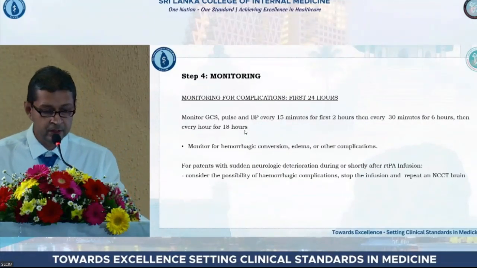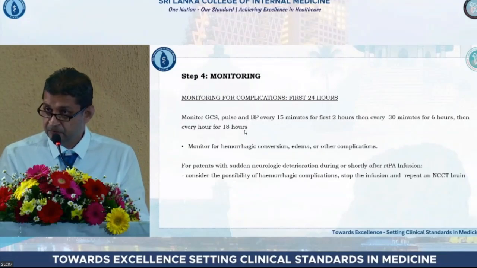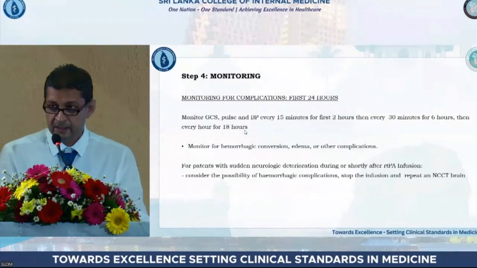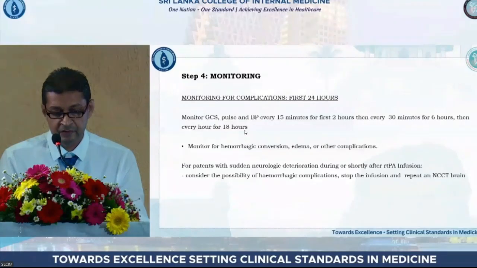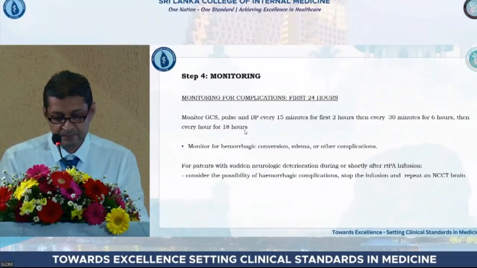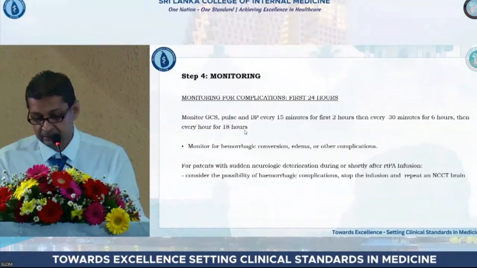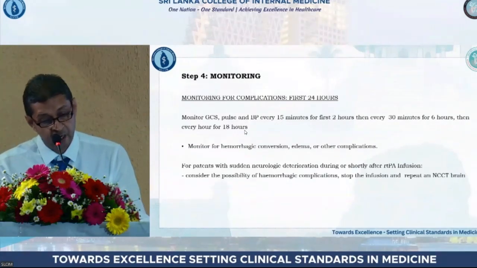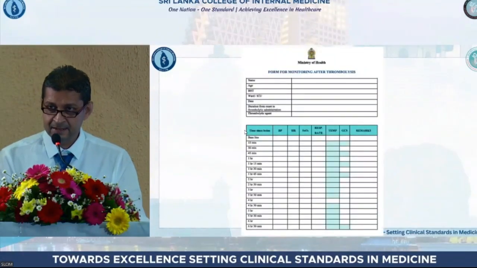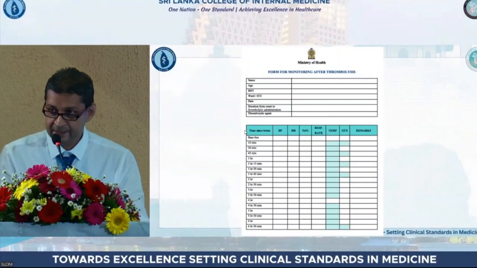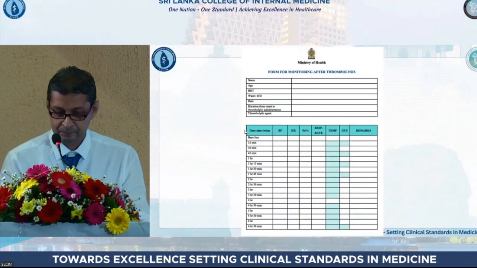Monitoring is very important. We should monitor the patients during the first 24 hours in an acute medical ward or a stroke unit. We should monitor GCS, pulse, BP every 15 minutes for 2 hours, then every 30 minutes for 6 hours, and then every hour for 16 hours. And these are the charts recommended by the Ministry of Health to monitor patients after thrombolysis.